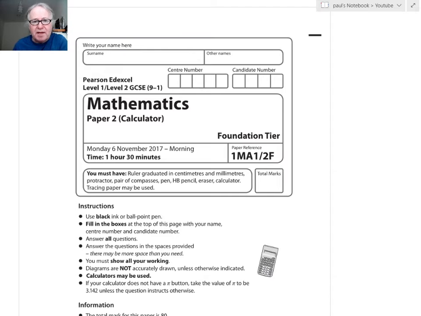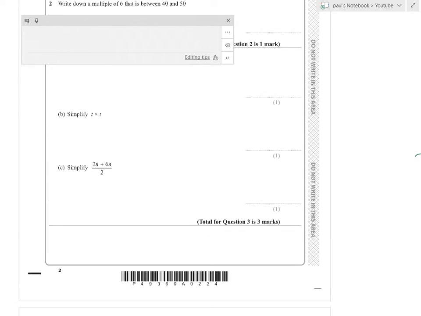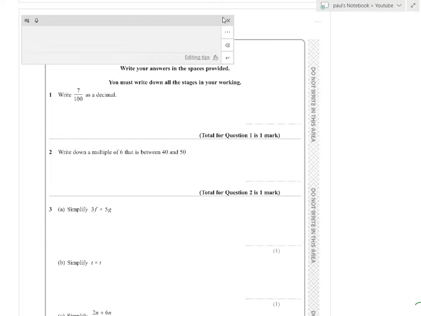Right, what we got here? Mathematics Edexcel calculator paper in November 17, paper 2. So let's see what we can do with this one. Right, okay, so let's see whether we can get this to go up and down a bit. There's the first question.